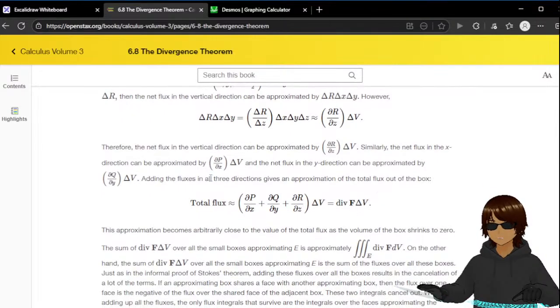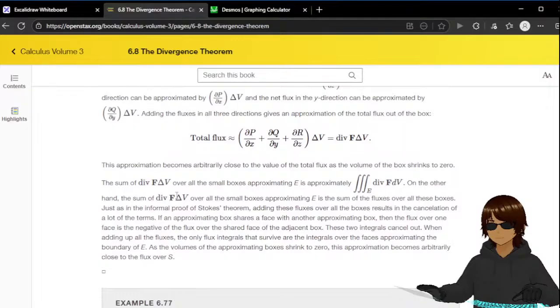So in the x direction we have this, and in the y direction we have this, and the total flux is div F delta V. This approximation becomes arbitrarily close to the value of the total flux as the volume of the box shrinks to 0. The sum of div F delta V over all small boxes approximating E is approximately this. On the other hand, the sum of div F delta V over small boxes approximating E is the sum of the fluxes over all these boxes.